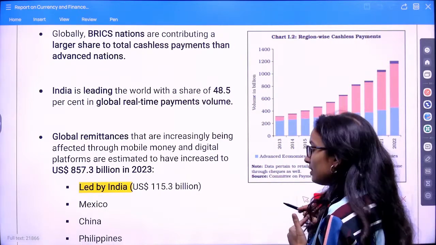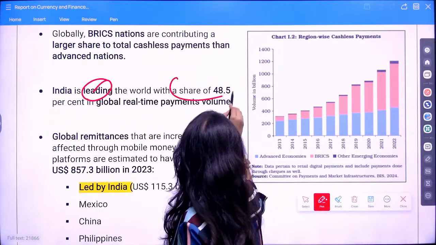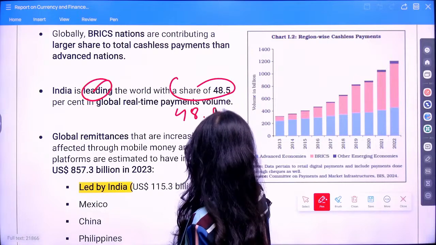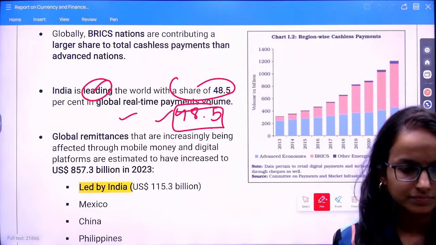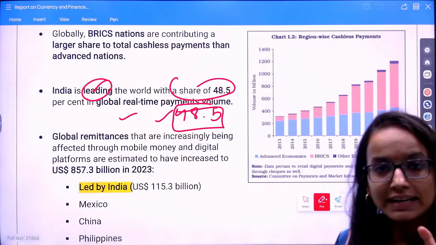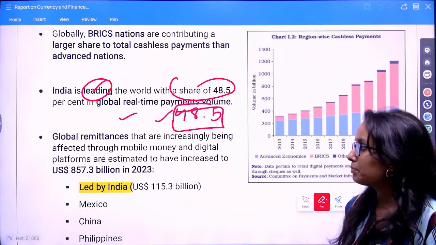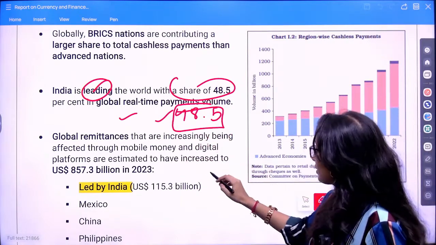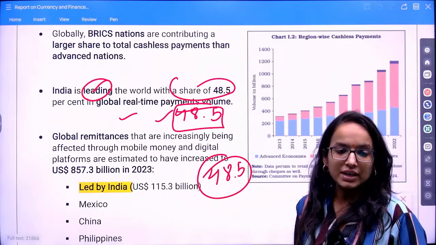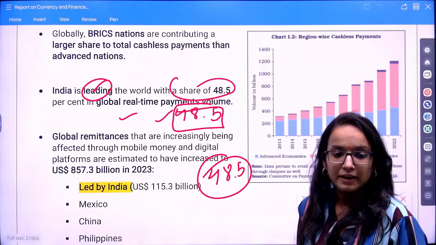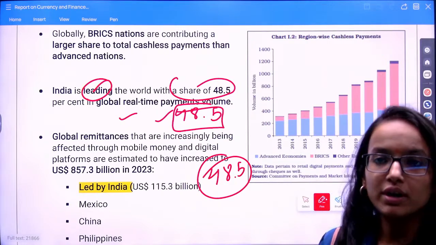Then the report says, India is leading the world with a share of 48.5% in global real-time payments volume. If we talk about India's share in terms of volume in real-time payment, India is one of the leaders with 48.5% in global real-time payments. Remember this figure: 48.5%.